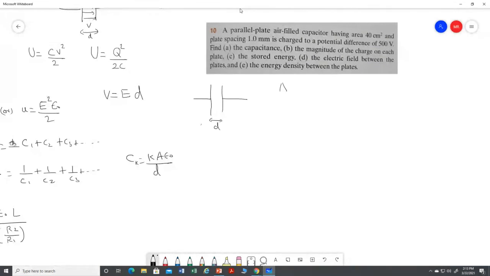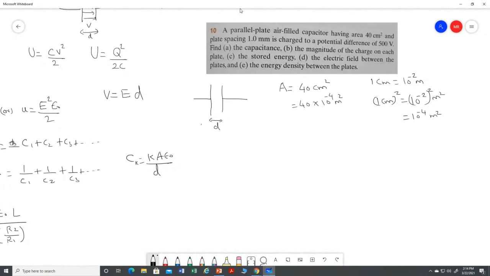That means the area of the plate is given. Here the area value is given, which is nothing but 40 centimeter square. If you want to convert centimeter square to meter square, what will you get, my dear? 40 multiplied by 10 to the power of minus 4 meter square. Why? Because 1 centimeter is equal to 10 to the power of minus 2 meter. Therefore 1 centimeter square, just squaring all this, becomes 10 to the power of minus 2 the whole square meter square. So finally you will get 10 to the power of minus 4 meter square. That's what we have written here as 40 multiplied by 10 to the power of minus 4 meter square.